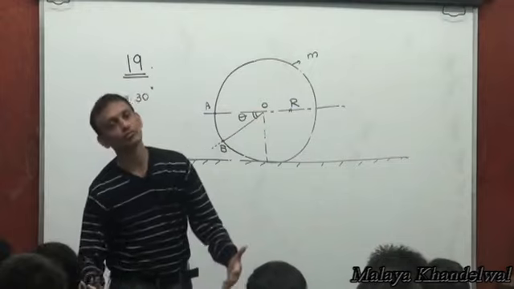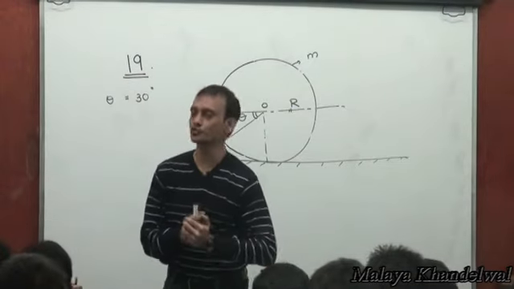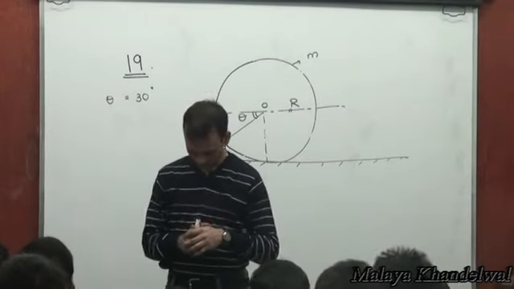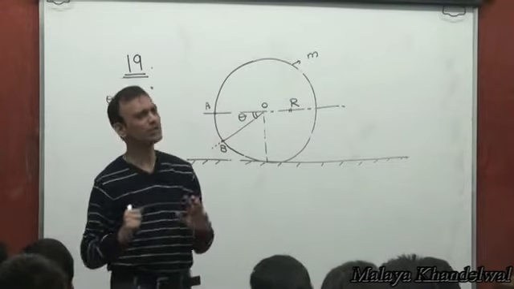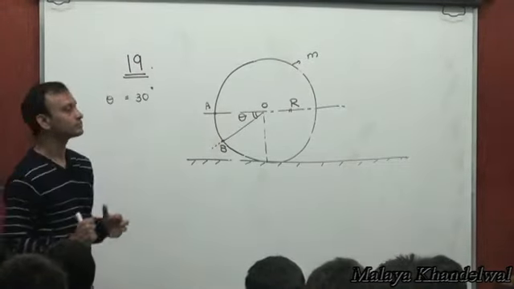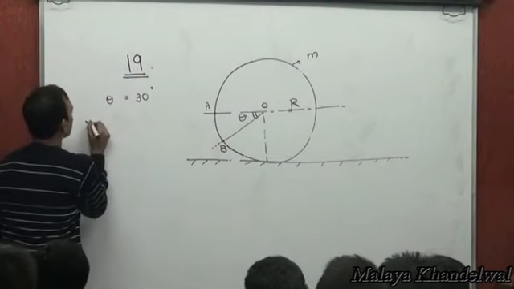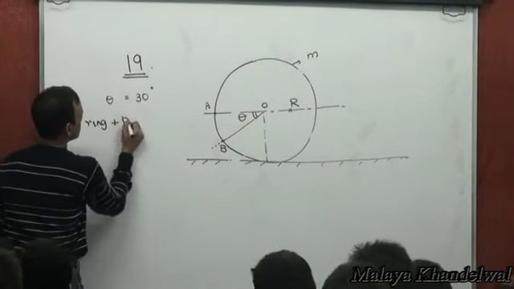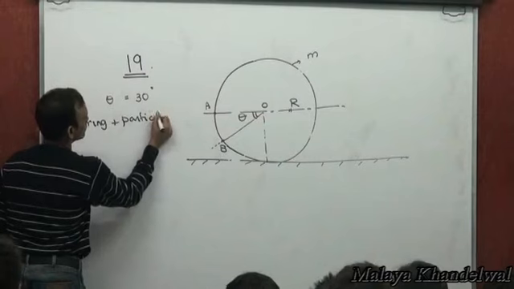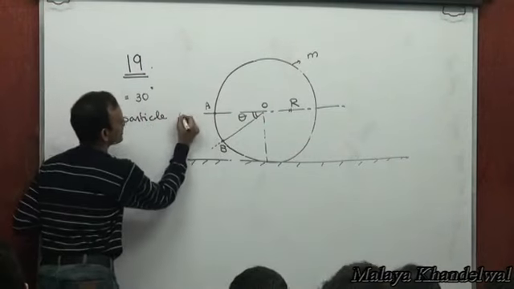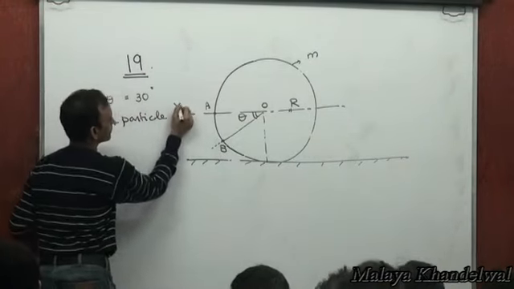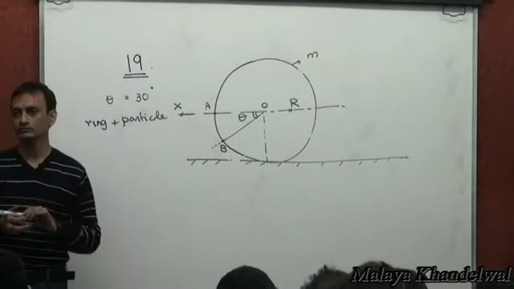Now, we'll look into the physics of what happens in a situation of this kind. One thing for sure, as far as the ring plus particle is concerned, call this the x direction.